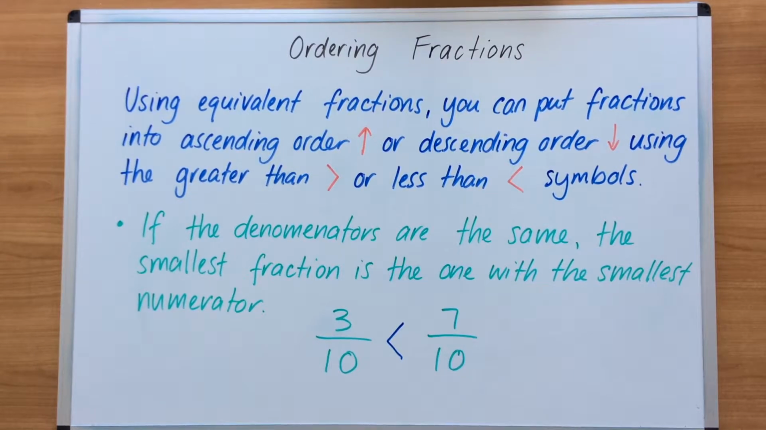So if the denominators are the same, so we both have the number 10 here, the smallest fraction is the one with the smallest numerator. So we can see here that 3 is smaller than 7. Therefore we say 3/10 is less than 7/10.